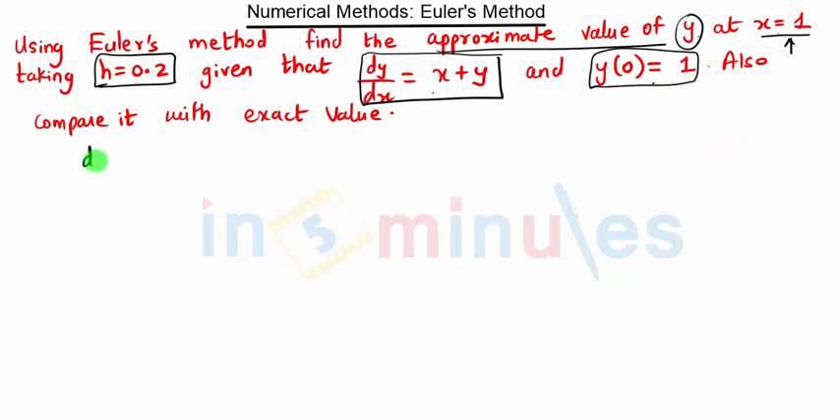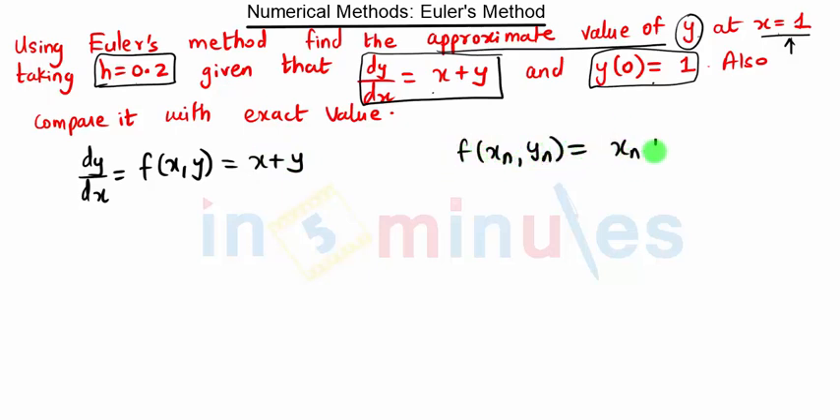So first we will write dy by dx is equal to f of x comma y is equal to x plus y. Then f of xn comma yn will be xn plus yn. Okay, so this you have to remember because this will be used when we draw the table of Euler's method.